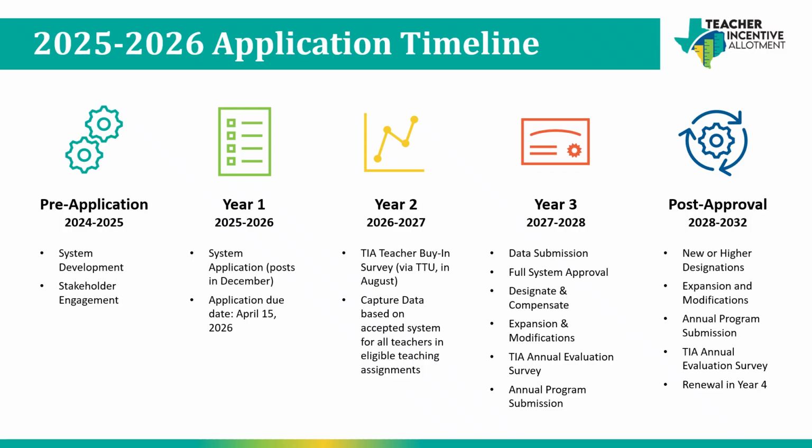And the last piece is renewal. So once a system is approved, district local designation systems are valid for 5 years. So we have a renewal process that will take place in year 4 so that we can avoid any kind of system expiration for your district. So that is a high-level view of the full application process.